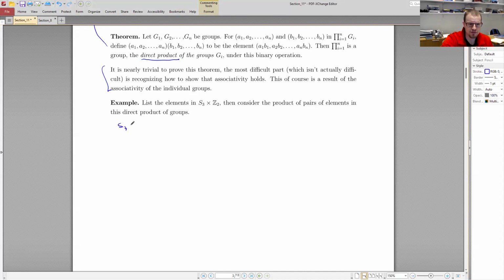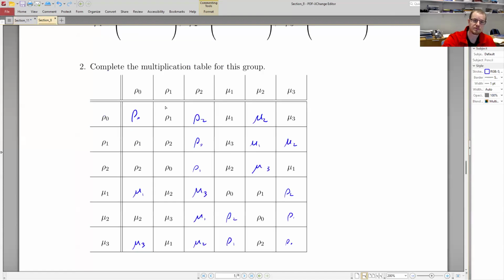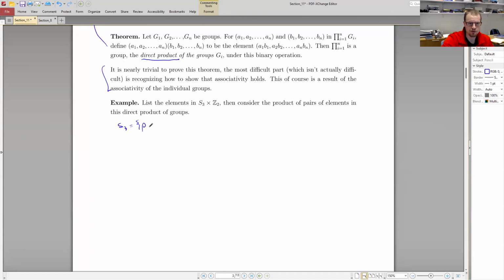So if I take S3, I want to recognize that, of course, I could write that as a collection of permutations because that is the permutation group. However, this is equivalent to D3, the symmetries of a triangle, and that's where this particular notation comes from. So we have 6 elements in this group: rho 0, which is the identity element; rho 1, a rotation; rho 2, another rotation, and then we have the symmetries, or the reflections, that is mu1, mu2, mu3.